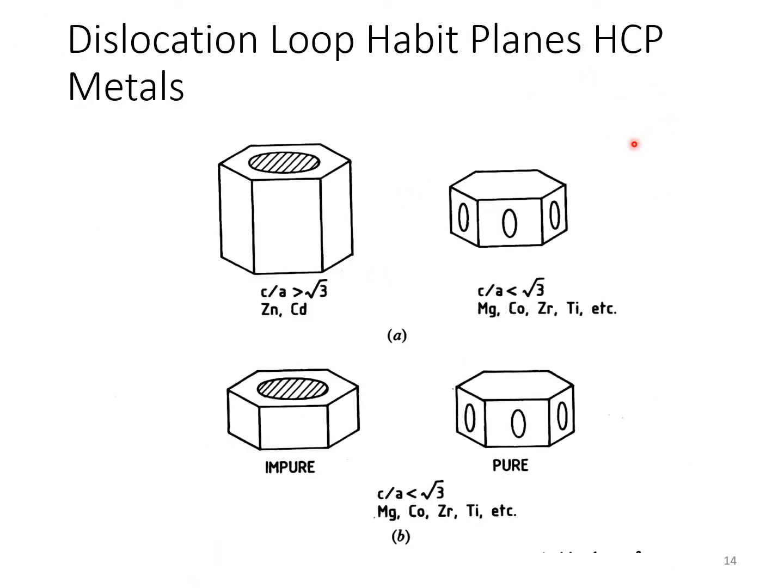This shows up very strongly when it comes to radiation damage. If you look at dislocation loop formation and the typical habit planes of dislocation loops, that's where point defects will accumulate in the plane. You'll see a little bit of that in lecture 2.